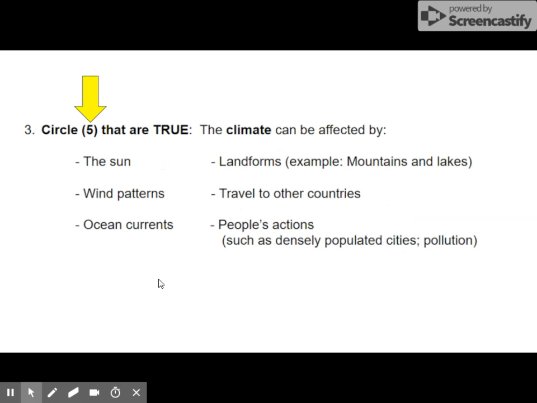Question 3. Circle 5 statements that are true. The climate can be affected by the sun, wind patterns, ocean currents, landforms, an example, mountains and lakes, travel to other countries, people's actions, such as densely populated cities or pollution. Circle 5 that are true.